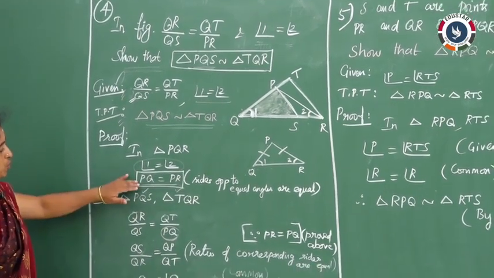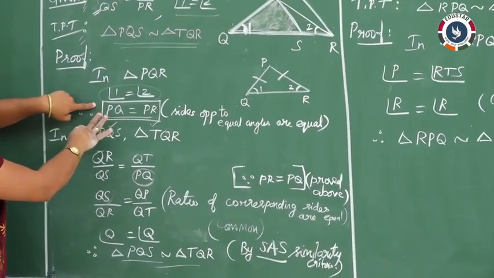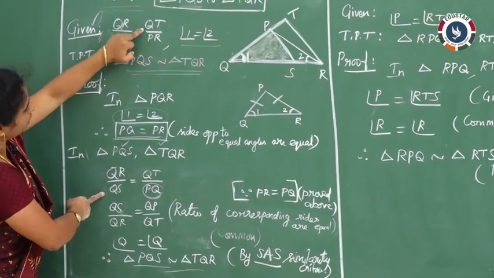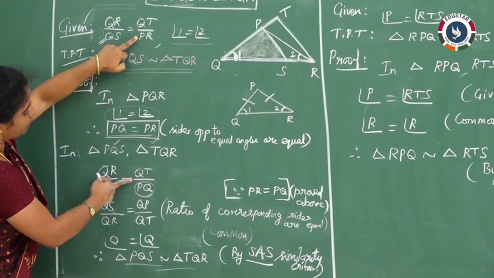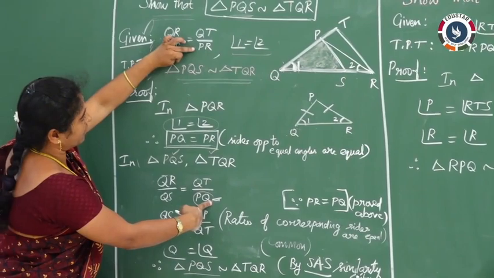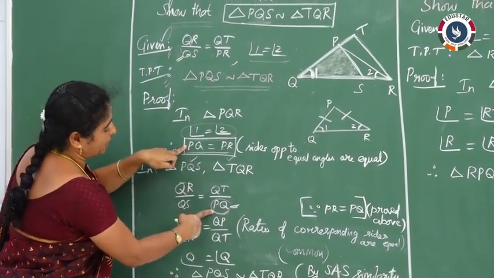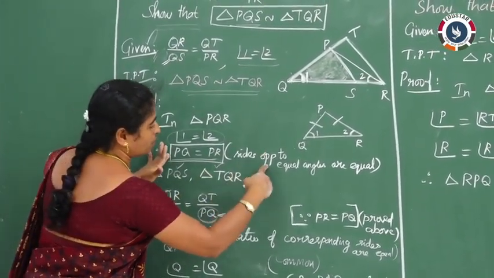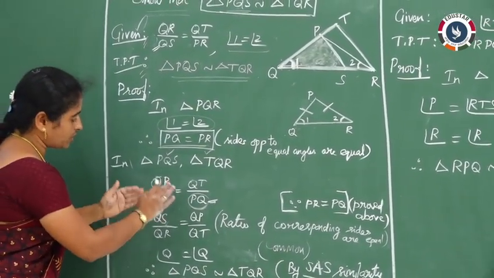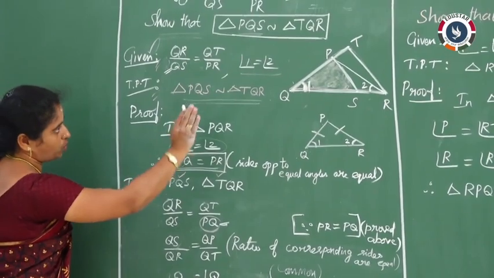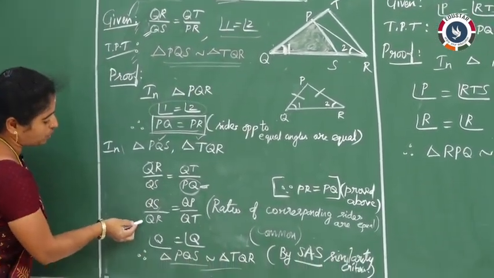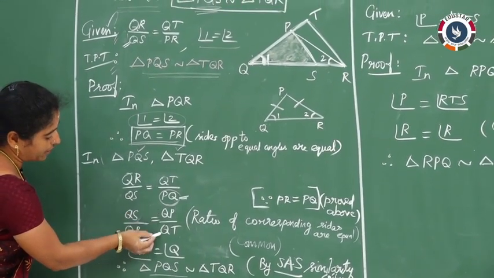And you are going to use this concept in the given ratio QR by QS, which is equal to QT by PR. In the place of PR, what did I replace? PQ. So given is PR and I replace it with PQ, as we have already proved above. Now we are going to make some modifications to get the result we want. So QS by QR, which is equal to QP by QT.